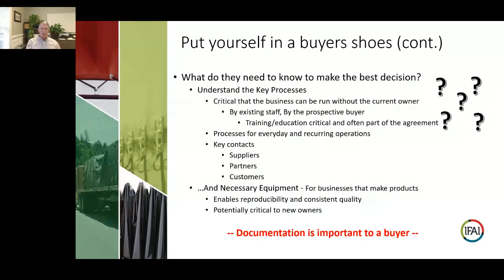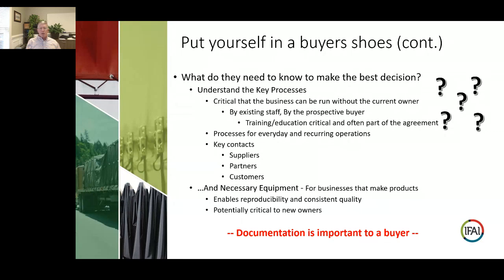It's a pain to do. I completely recognize that. But it's something that will help you be more successful in selling your business. And if you do have staff, and even if you don't, as I mentioned earlier, there's typically going to be training or education that's critical and part of the agreement when you sell the business. Very often, the previous owner will stay with the business for 30 days or some period of time that the buyer feels is necessary for them to be comfortable with the business. And that's typically negotiated up front.